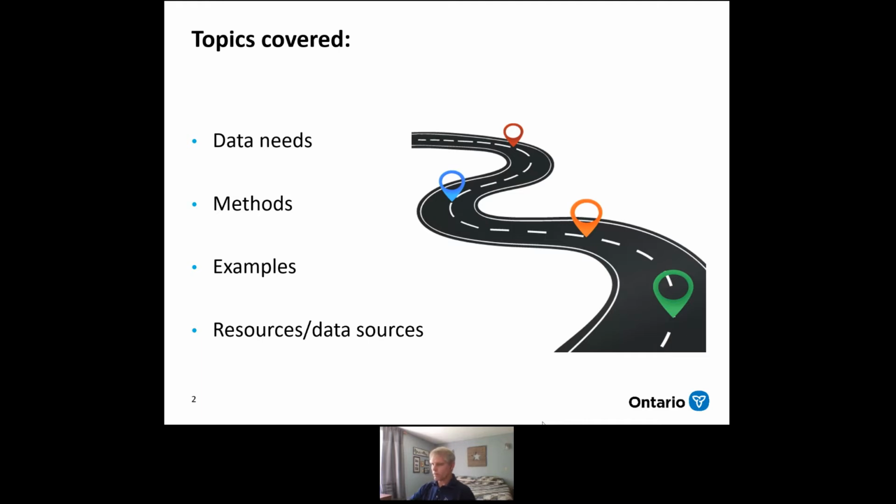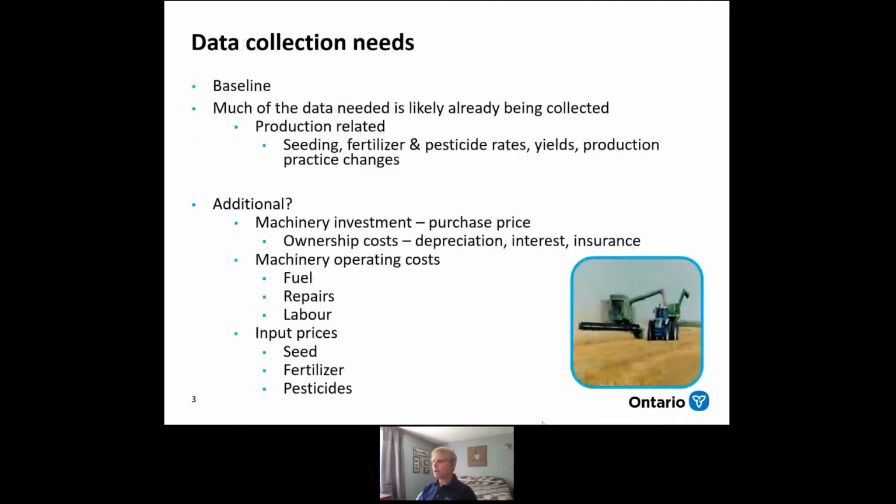So we'll have that covered in today's session. So starting off here, data collection needs. Of course, you'll need a baseline, and you need that in any research project that you're working on.